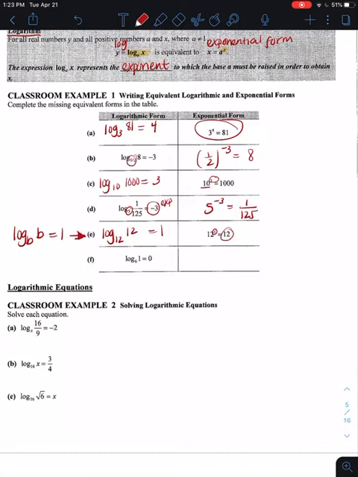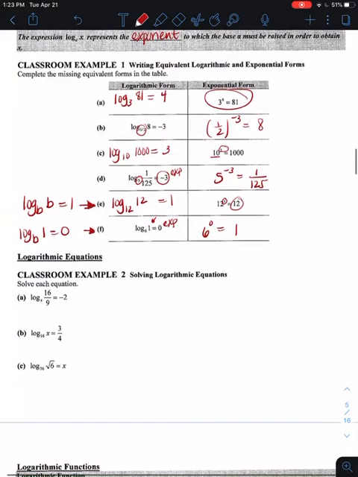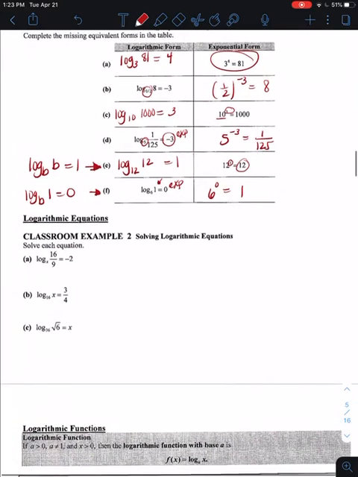Letter F, log base 6 of 1 equals 0. So here, 6 is the base. The exponent is 0. Remember, this is the exponent. And that equals the number here, which is 1. And we know that any number raised to 0 equals 1. So this is also another property. Whenever you have log of any base of 1, the answer will always be 0. All right, so that's converting back and forth between exponential and log forms.